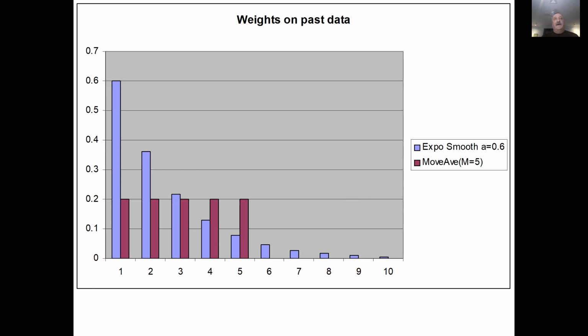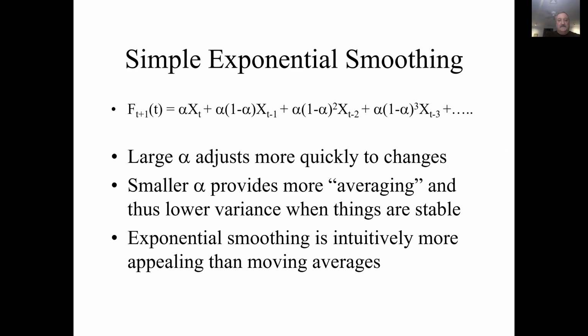So by controlling alpha, you can have a longer term memory or a shorter term memory, and you get the same results you did with moving average when it comes to reducing the variance and also tracking up to a new level. So if alpha is a very small number, it'll take a long time for exponential smoothing to catch up to a new level in the time series.